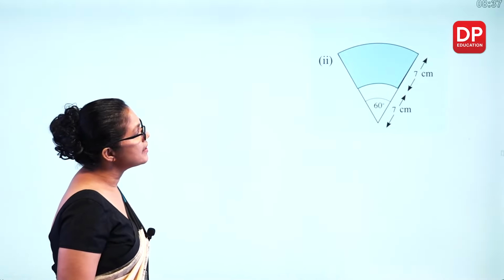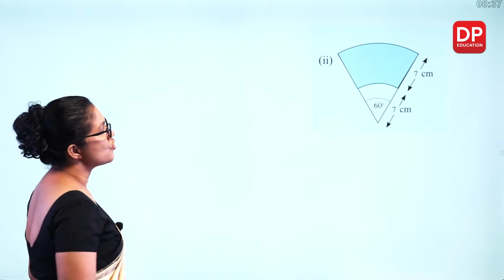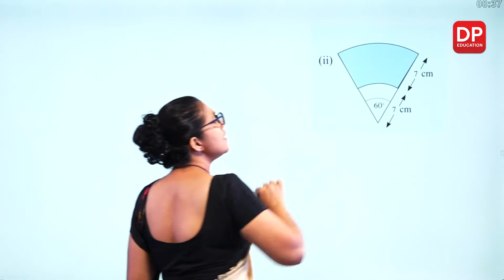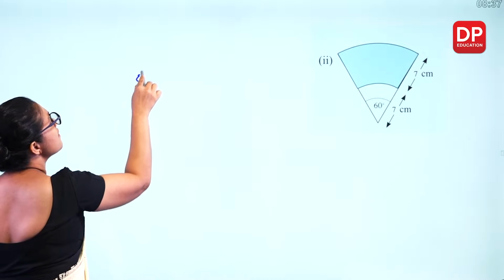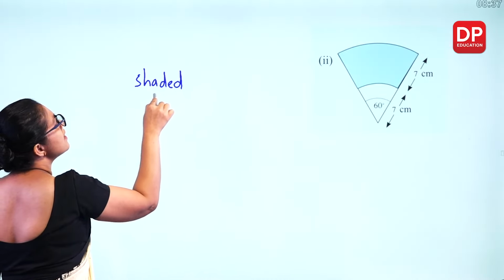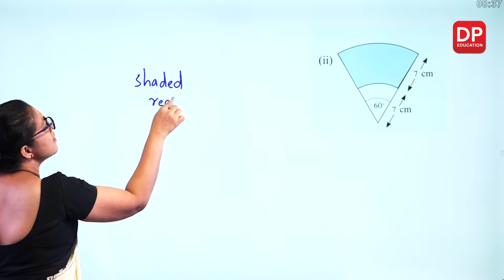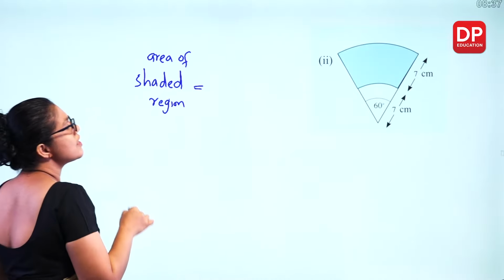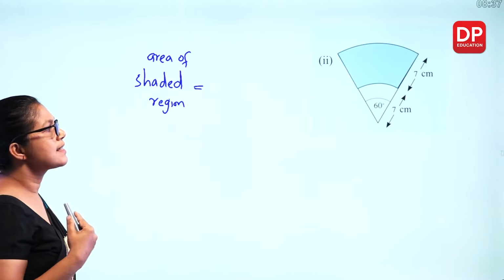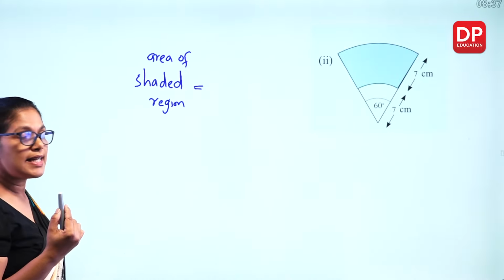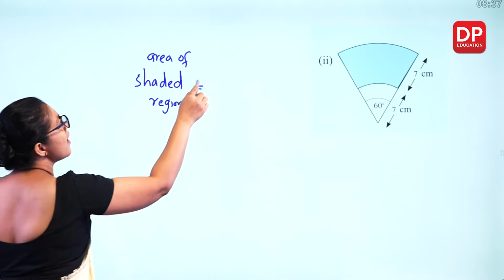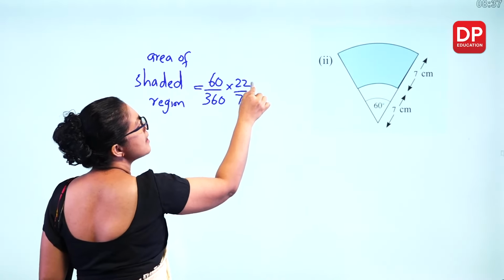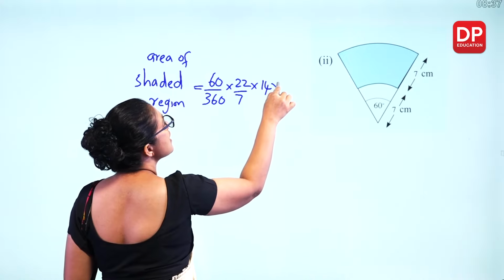When you look at this part, you're asked to find the shaded region. So you can easily find out by taking the bigger area minus the smaller area. So here I can straight away write down the shaded region. Area of shaded region is equal to bigger sector. What's the radius? 7 and 7. Radius is 14. What's the angle? 60. So I can write 60 over 360 into pi is 22 over 7. What's the radius? 14. 14 times 14.